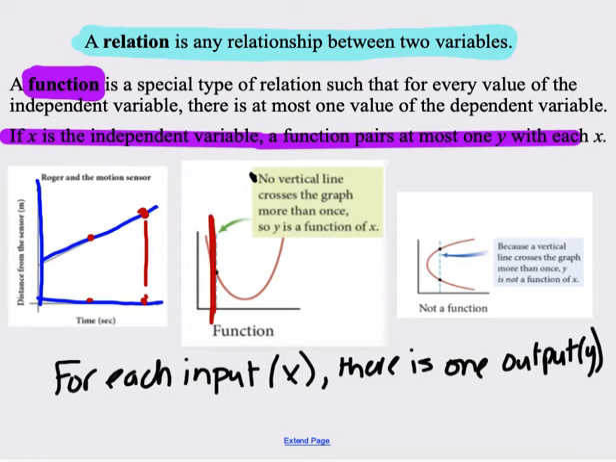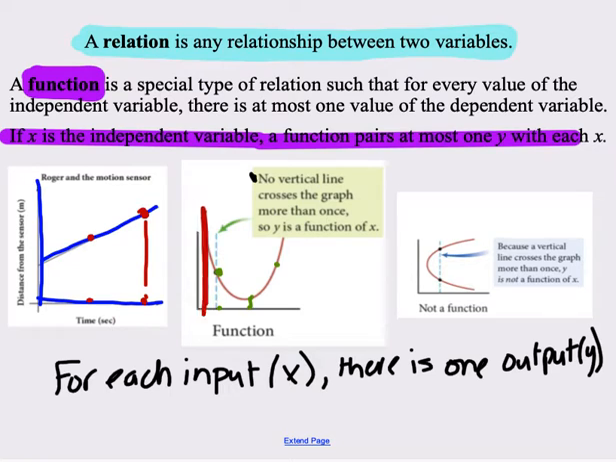So if you look at this red line, as it hits the red parabola, it will only ever hit it at one spot. That confirms you have a function. So that confirms no matter where you put your x value, you'll only have one y value.